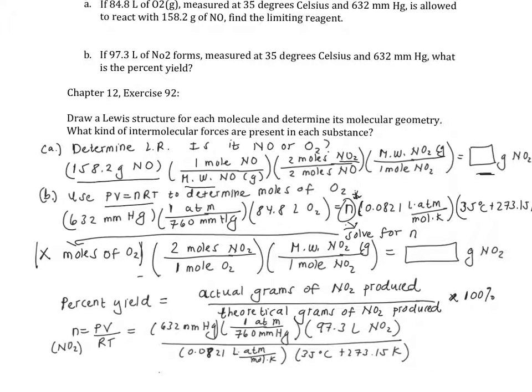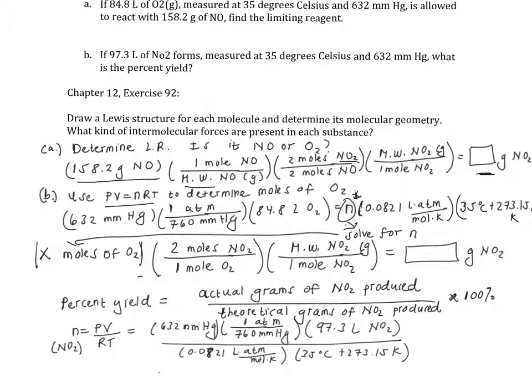We have that multiplied times our R constant, and don't forget, because we're dealing with gases, our temperature has to be in Kelvin. So we're going to take 35 degrees Celsius plus 273.15 Kelvin. Then you're going to solve for your moles. Once you get your moles of O2, you use the mole-to-mole relationship, which is 1 to 2 from your balanced chemical reaction, and then multiply by the molecular weight, which you get from the periodic table.